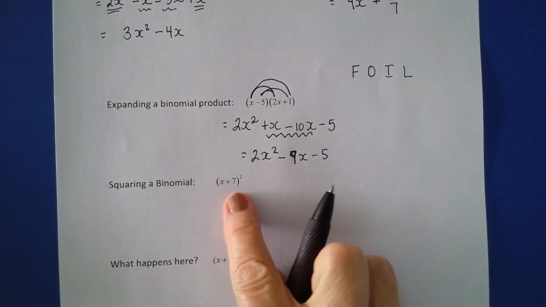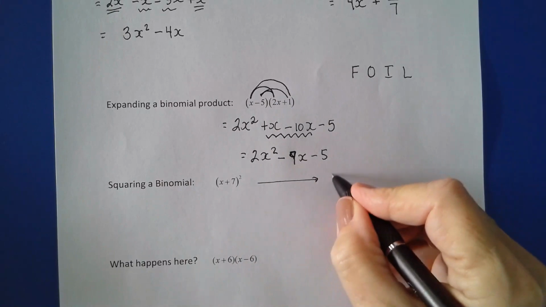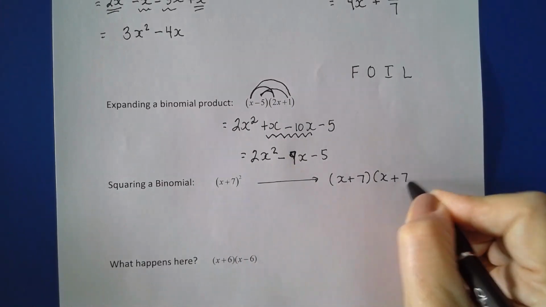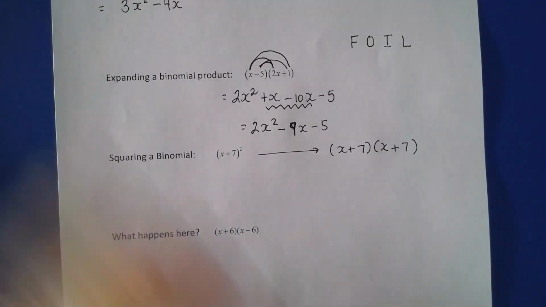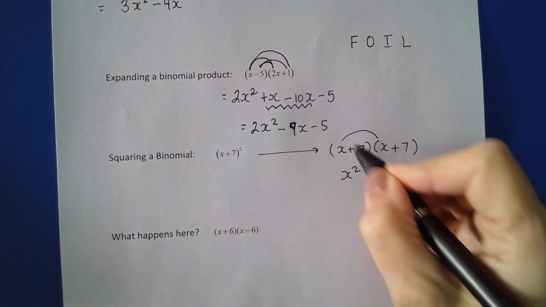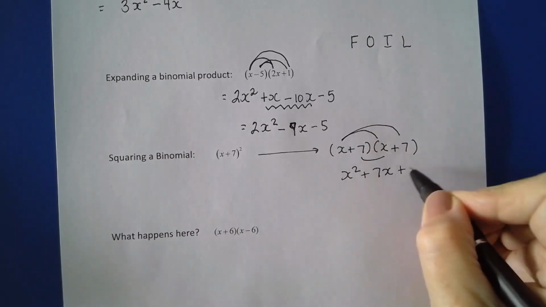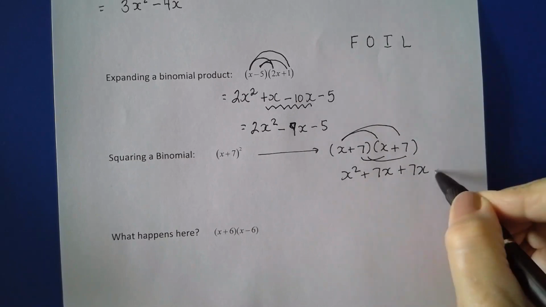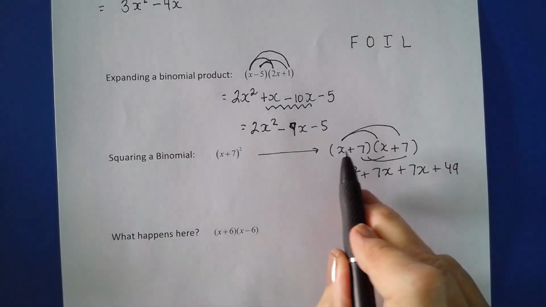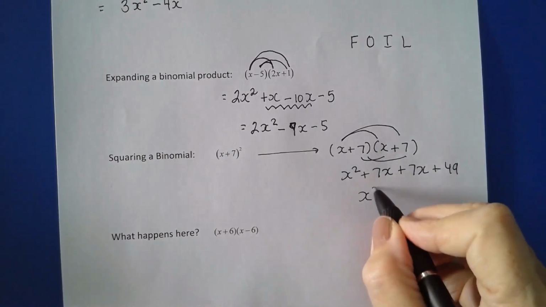Okay, now there's one, you can square this by writing it down twice, because that's what squaring is, multiplying something by itself. So I can go x squared plus 7x plus 7x plus 49. First, outer, inner, last. And combining.